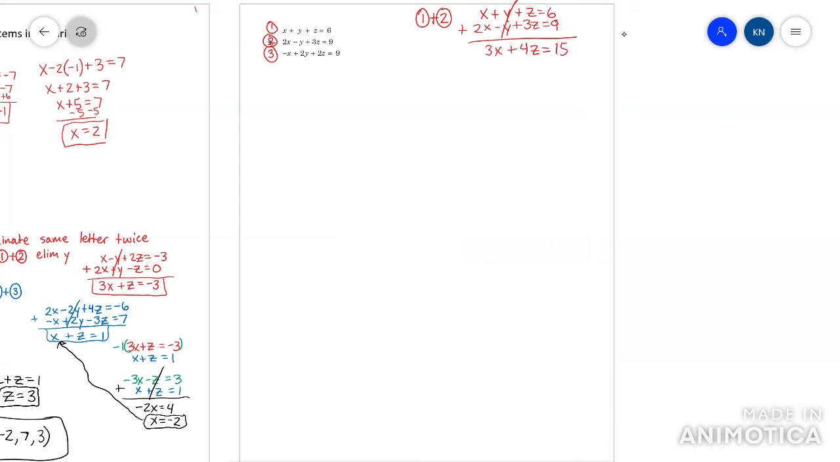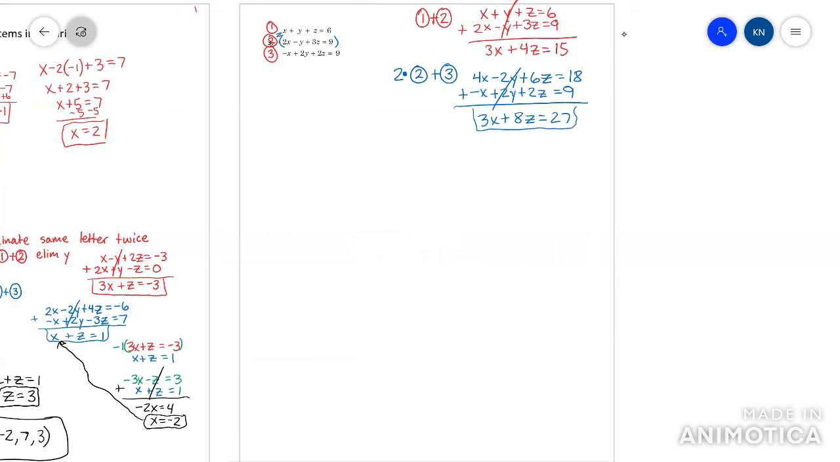All right, now I've got to eliminate it again. So when I do this one, I'm looking at this right here, and I'm thinking to myself, if this said -2y, when I added them together, it would cancel. So I need to do equation 2 times 2, then add it to equation 3. So I'm going to scale this middle equation by 2. So it's going to look like this. 4x minus 2y plus 6z equals 18. And then I'm going to add that to equation 3, which is minus x plus 2y plus 2z equals 9. I'm going to get 3x plus 8z equals 27.